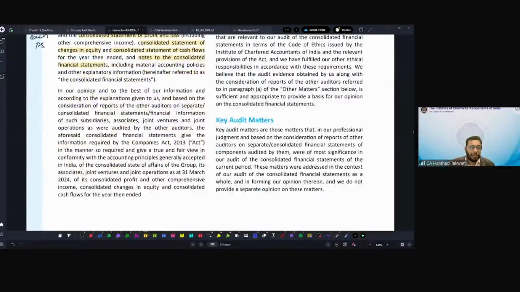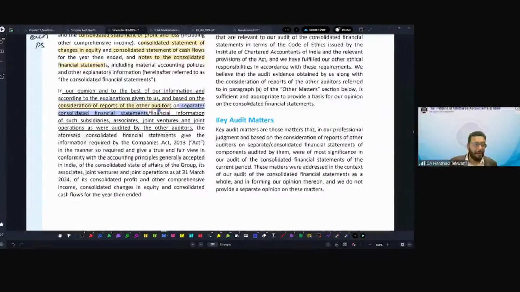Then their opinion: in our opinion, to the best of the information and explanation given to us, and based on the consideration of the reports of other auditors on separate financial statements and financial information of such subsidiaries, associates, joint ventures, joint operations as were audited by other auditors. Very important. So not only information and explanation, but based on consideration of reports of other auditors on separate or consolidated financial statements, as audited by other auditors.